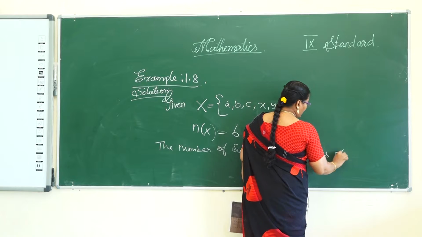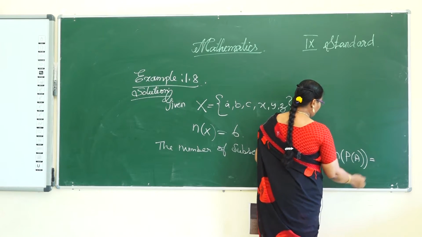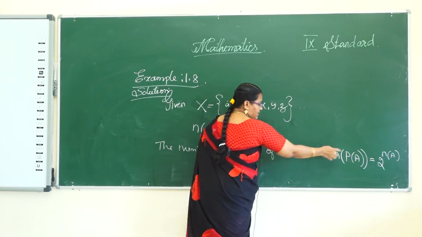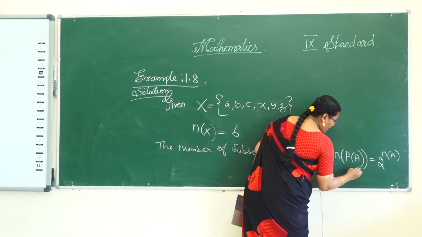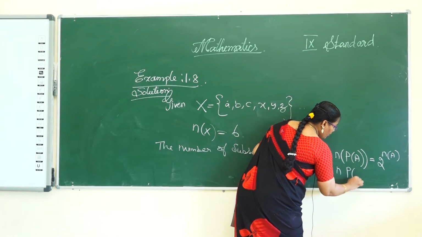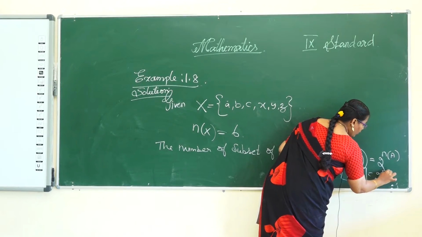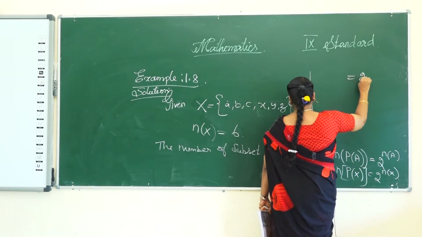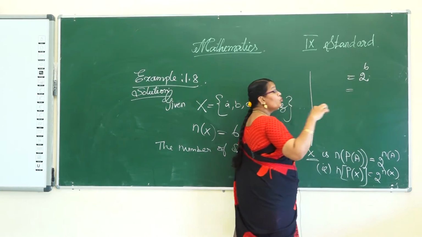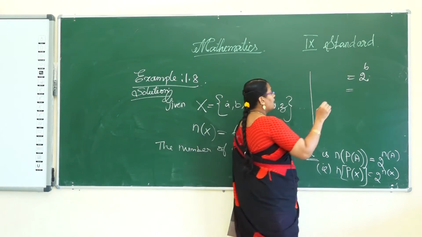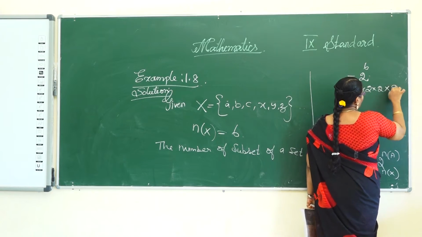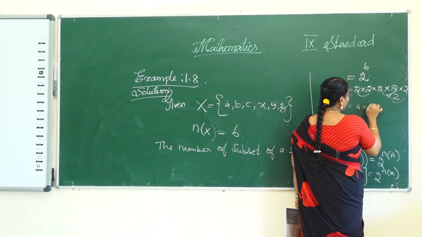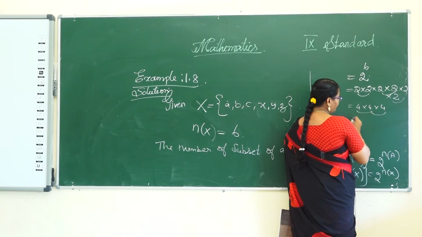What is the formula? n of P of A is equal to 2 power n of A. Here the set is considered to be X. So n of P of X is equal to 2 power n of X. Now substitute the value of n of X. 2 power 6 means 2 multiplied by itself 6 times. 2 into 2 is 4, so 4 into 4 into 4. 4 fours are 16, 16 fours are 64.